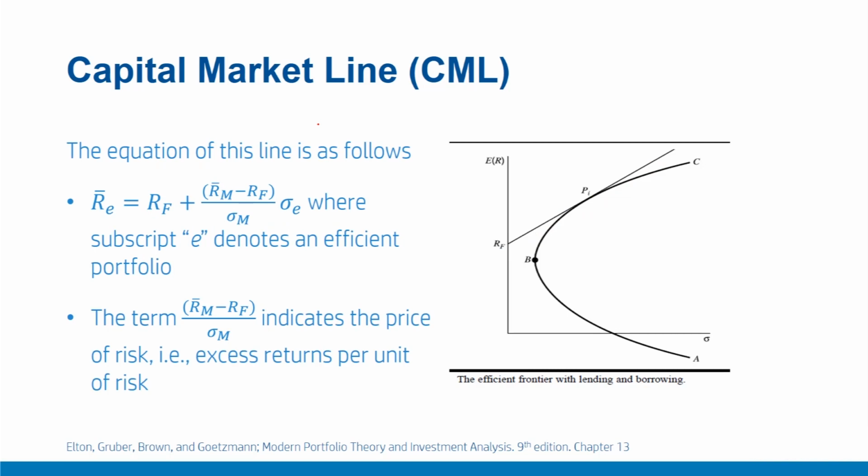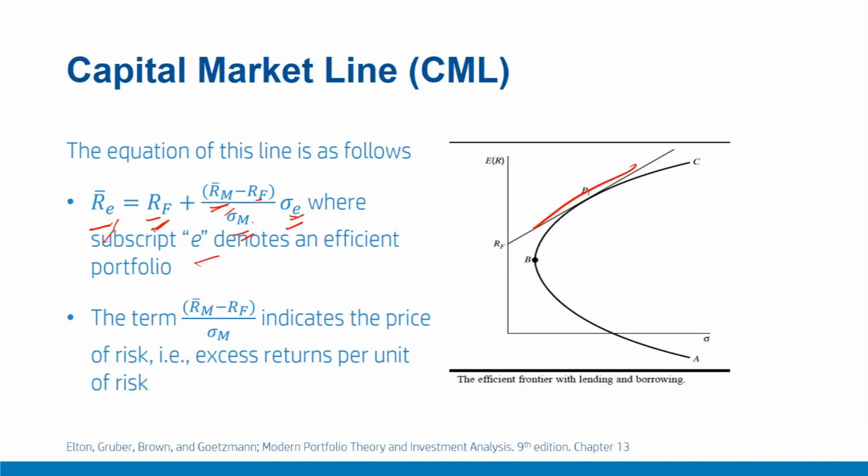We also know that the equation of this capital market line, CML, can be simply represented by RE bar equals RF plus (RM bar minus RF) upon sigma M into sigma E, where this subscript E is for efficient security or portfolio. Now, RE bar here is the expected return on that efficient security, RF is the risk-free rate, RM bar is the expected return on market, sigma M here is the standard deviation or risk of market. Sigma E is the standard deviation or risk of that efficient security.